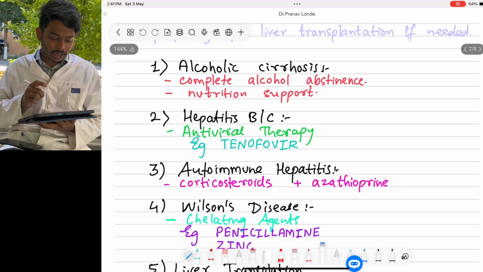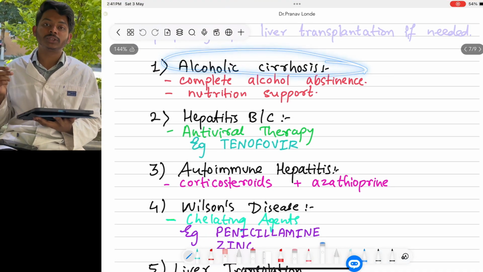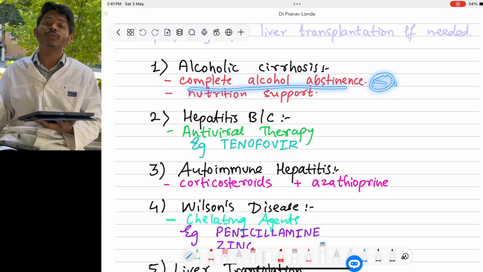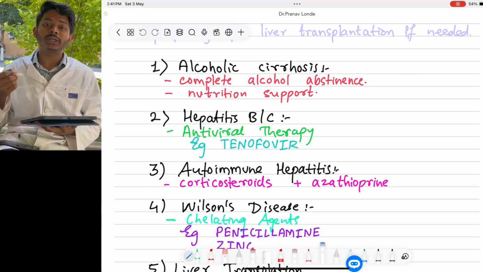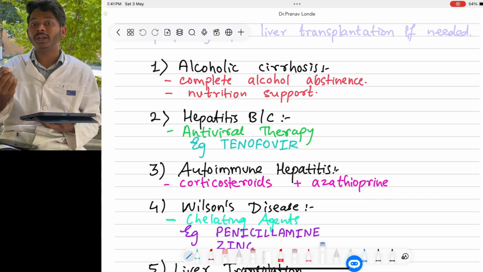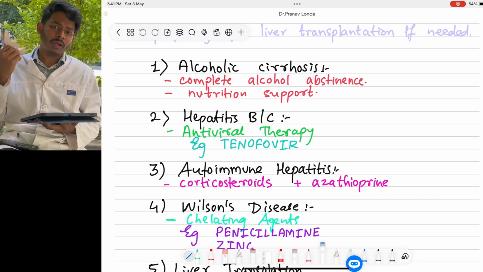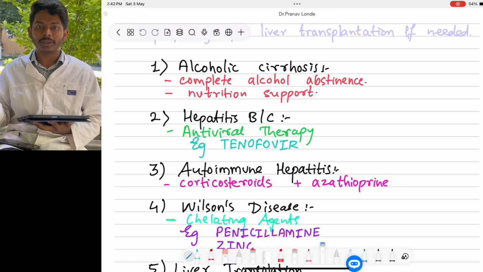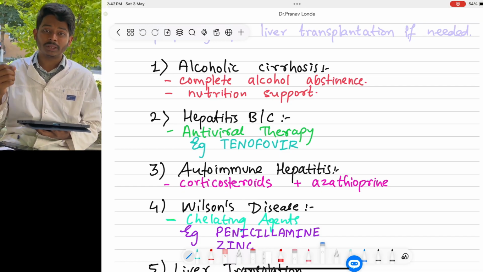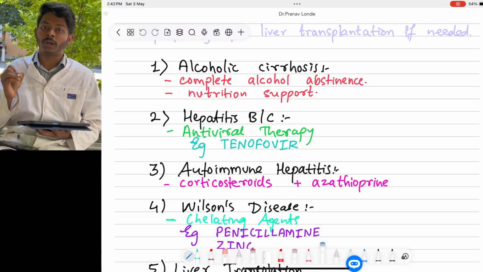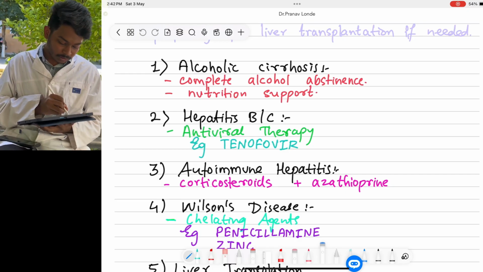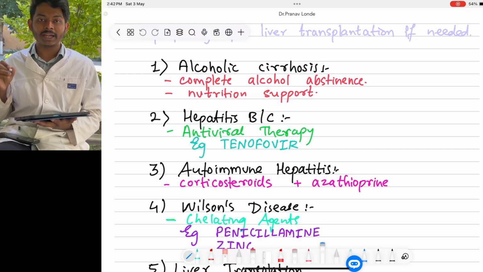Next is alcoholic cirrhosis. This is a type of cirrhosis. What we can do is complete abstinence, that means complete absence of alcohol. We should tell the person not to consume alcohol because your liver is already damaged. If you consume alcohol, it will get more damaged, you may die. We don't tell the patient it like that, but we should tell the patient that you should not consume alcohol anymore, otherwise it may cause death. And nutrition support, taking a balanced diet, is very important.